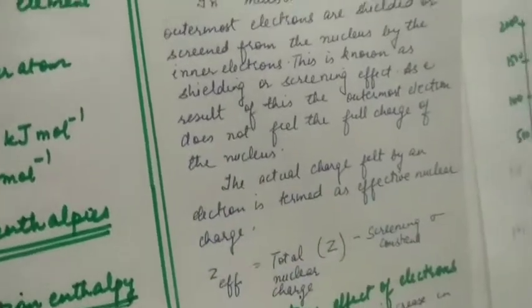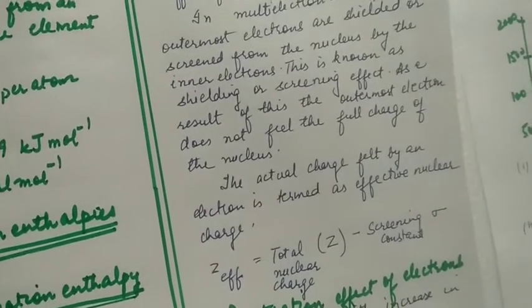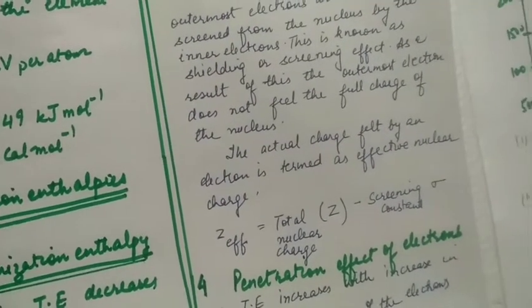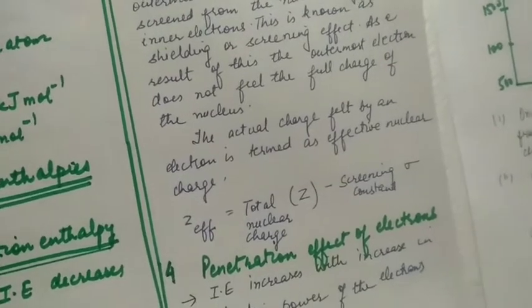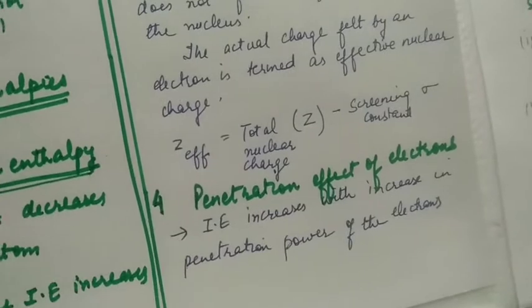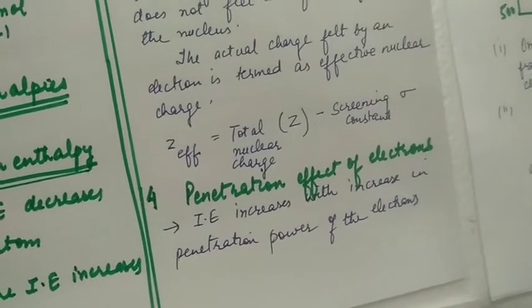The actual charge felt by an electron is termed as effective nuclear charge, and it is equal to total nuclear charge minus screening constant. The fourth factor is penetration effect of electrons. Ionization enthalpy increases with increase in penetration power of the electrons.